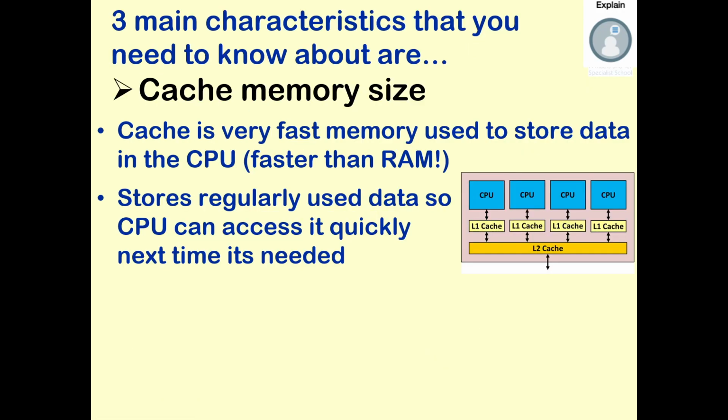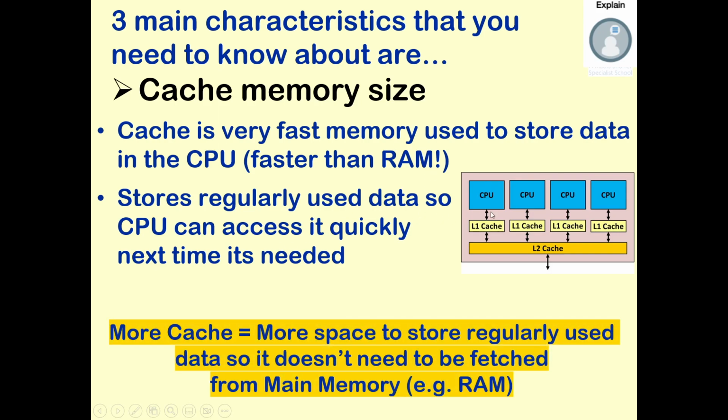Cache is very fast memory to store data inside the CPU, and it's quicker to access than going to RAM. And it stores regularly used data so the CPU can access it quickly when it's needed. For higher levels, to understand, there are different levels of cache as well. Level 1 is the fastest but smallest, then you've got level 2 and level 3. All I need to know for the exam really is that it's inside the CPU and it's quicker to access than going to RAM. The more cache, the more space you can store regularly used data so it doesn't have to be fetched from main memory or RAM.